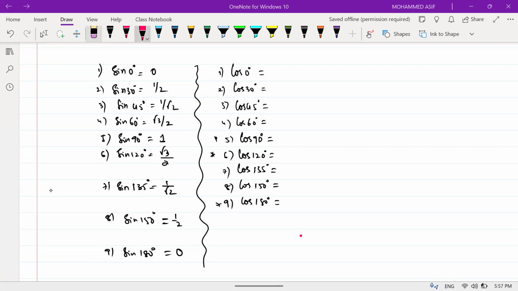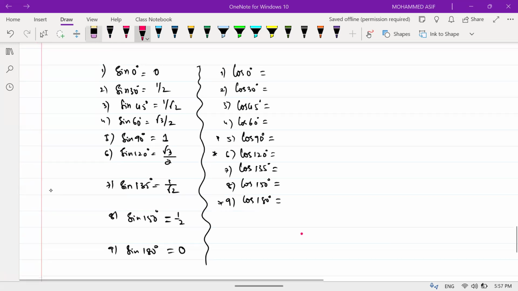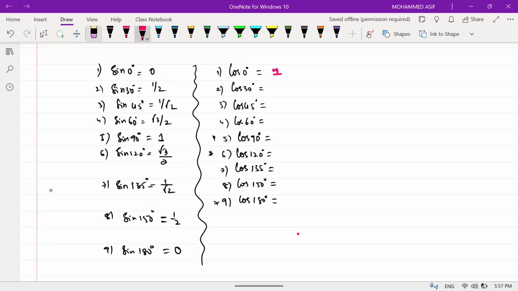Cos 0 is 1. Cos 30, root 3 by 2. Cos 45, 1 by root 2. Cos 60, 1 by 2. Cos 90, 0. Cos 120, minus 1 by 2. Cos 135, minus 1 by root 2. Cos 150, minus root 3 by 2. And cos 180, minus 1. Okay.